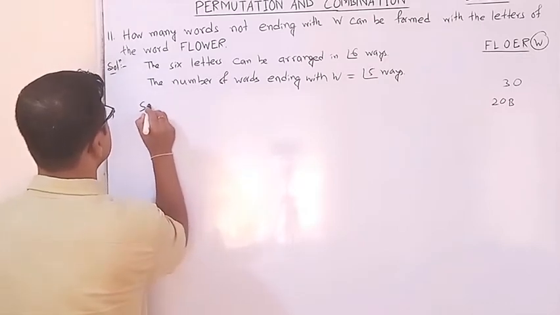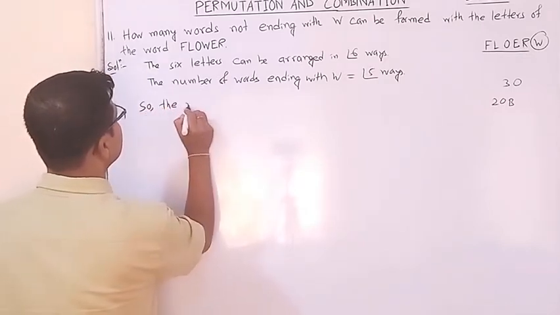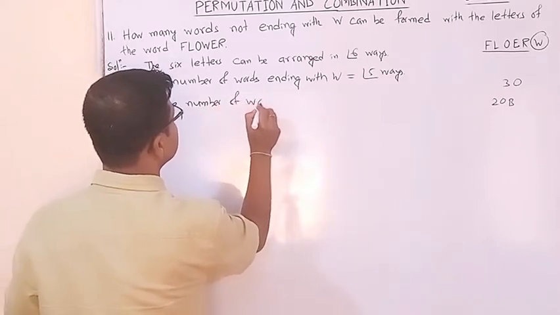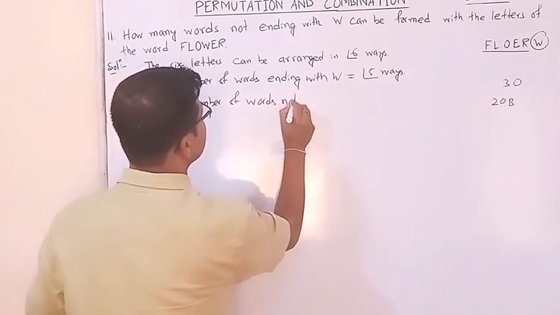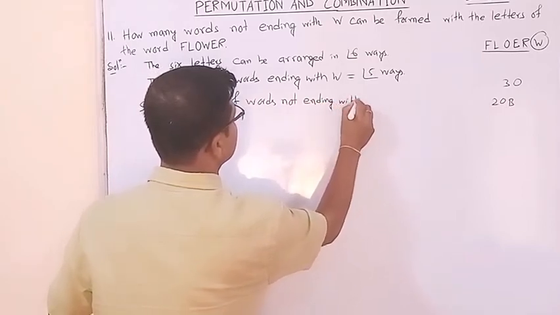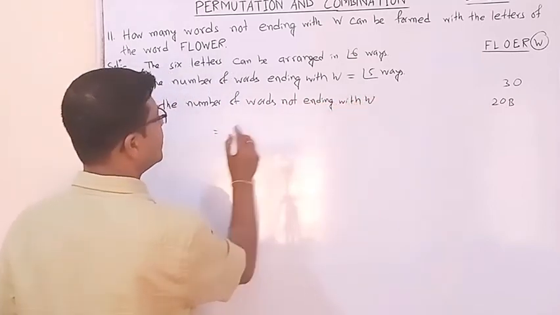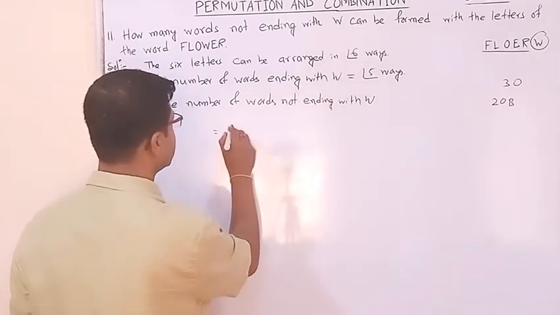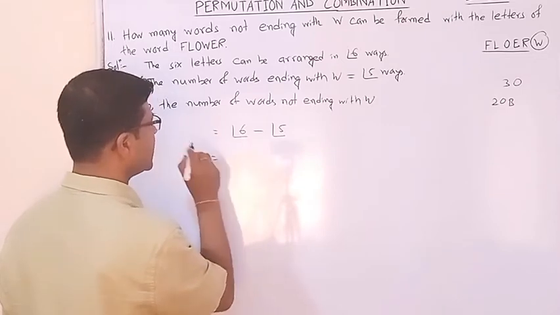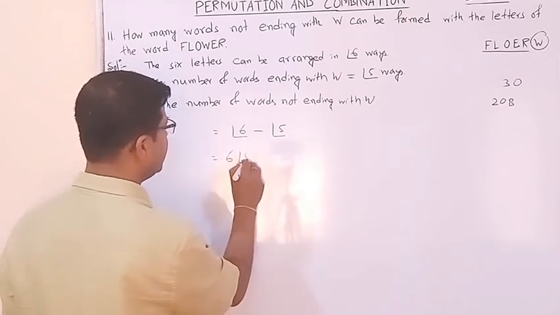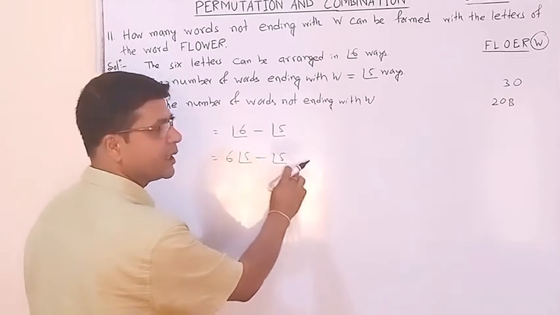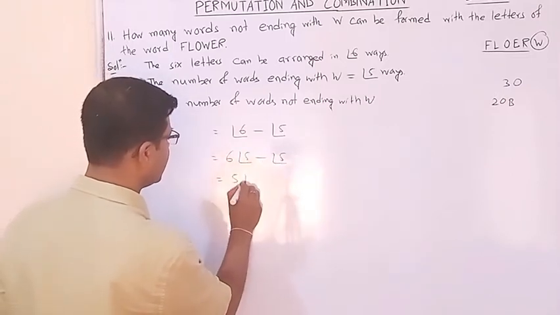So the number of words not ending with W is equal to, how do we find it? We shall definitely subtract: factorial 6 minus factorial 5. Now factorial 6 can be written as 6 times factorial 5, minus this factorial 5. So 6x minus x is 5x, that is 5 factorial 5.